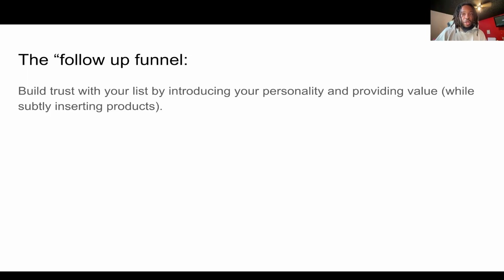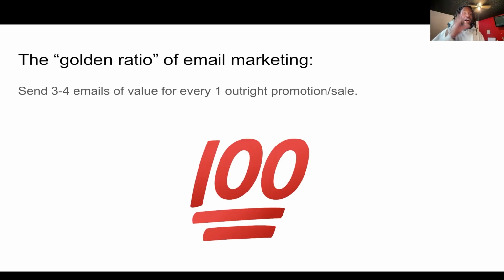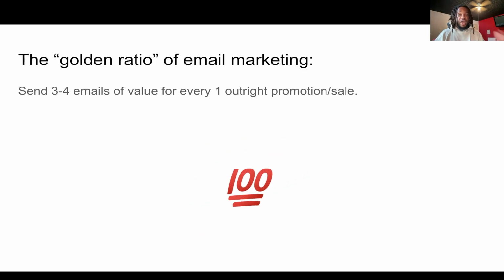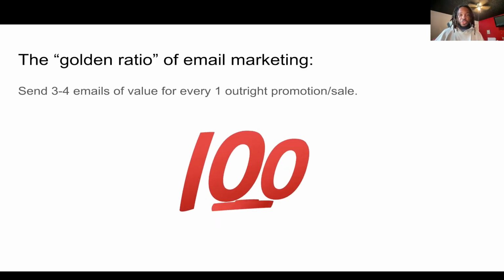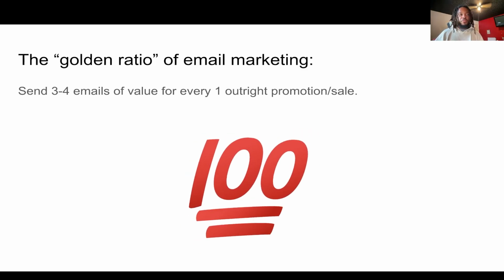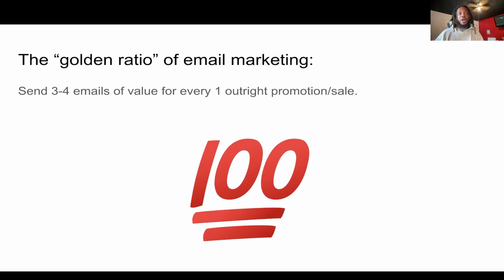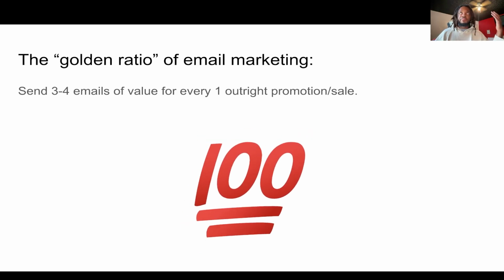And that's what's really cool about using email marketing, right? So I found that the golden ratio for email marketing is to send 3 to 4 emails of value for every one outright promotion that you do. So one email might be about how to mix better for artists, and then you might do another one about how to find the right engineer.